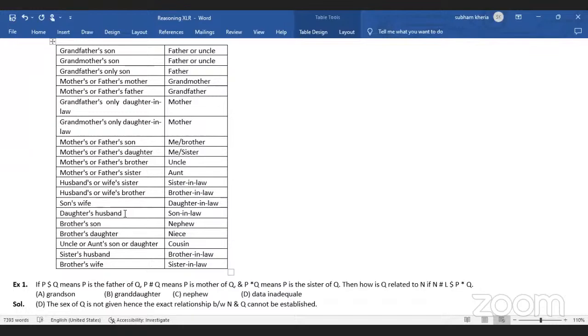Uncle or aunt's son or daughter. We know this is a very common term, cousins, right? Cousins. Sister's husband, brother-in-law. Brother's wife, sister-in-law. ठीक है? Sister's husband is what? Sister's husband. Again, Dabaji kind of thing. Brother-in-law. Brother's wife. My brother's wife will be my sister-in-law.